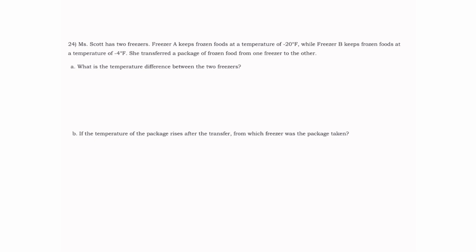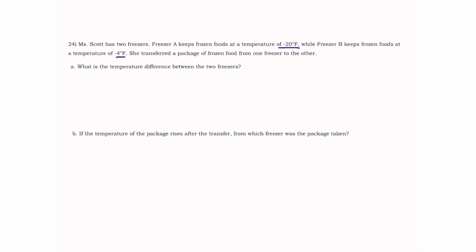Question 24. Miss Scott has two freezers. Freezer A keeps frozen foods at a temperature of minus 20 degrees Fahrenheit, while freezer B keeps frozen foods at a temperature of minus 4 degrees Fahrenheit. She transferred a package of frozen food from one freezer to the other. Why did she do that? Never mind, let's just help her. What is the temperature difference between two freezers?